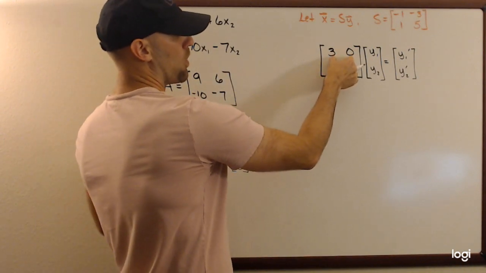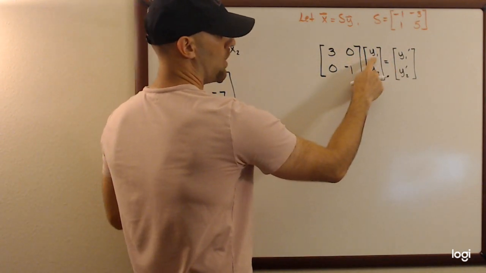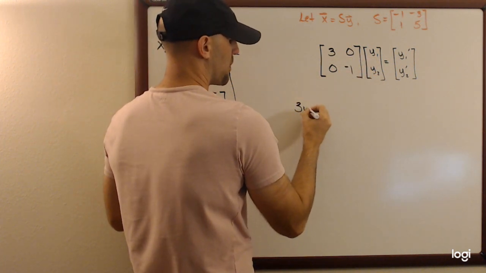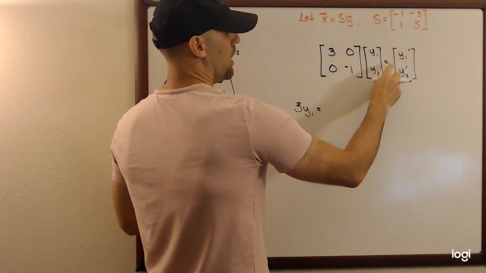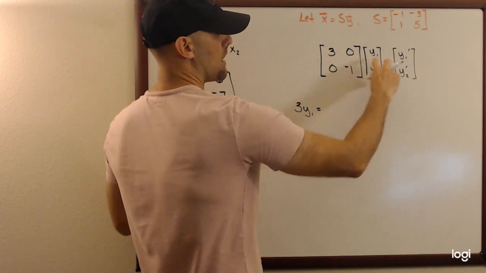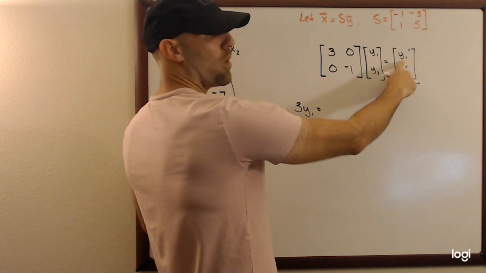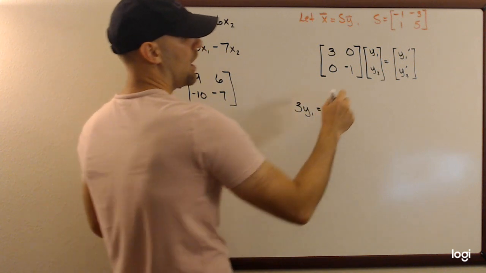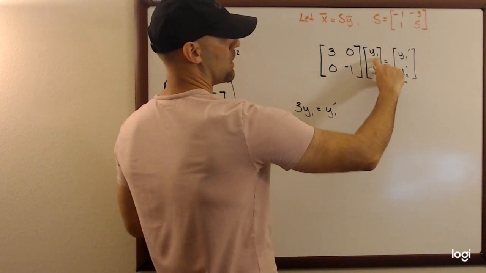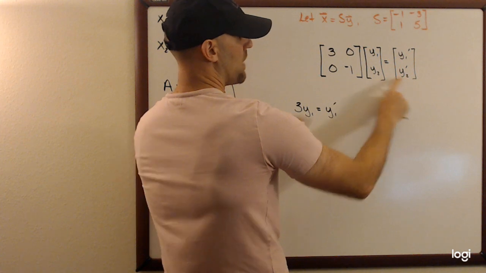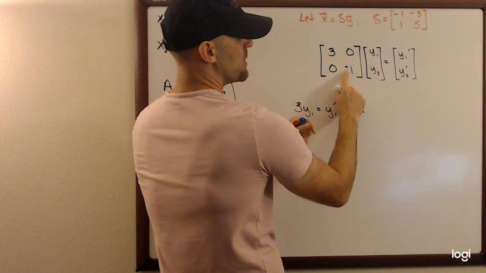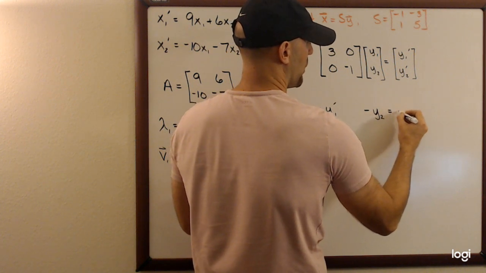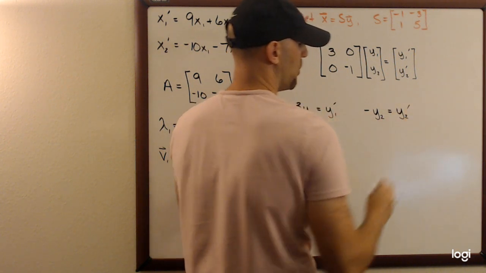Multiplying row times column, that's 3 times y1, plus 0 times y2, that's 3y1, is equal to, well, y prime. Row 1 times column 1 gives me row 1, column 1 value, y1 prime. Okay? Row 2 times column 1 gives me row 2, column 1 value, so 0 times y1 plus negative 1 times y2, that's negative y2 is equal to y2 prime.